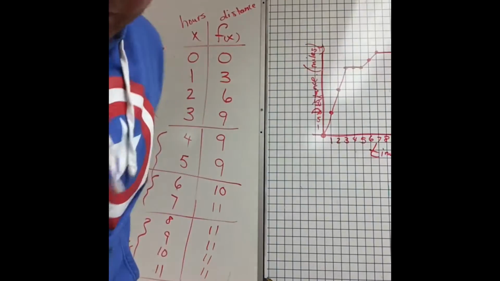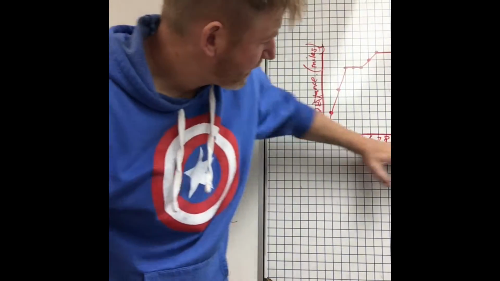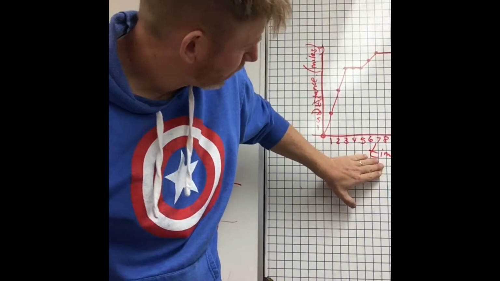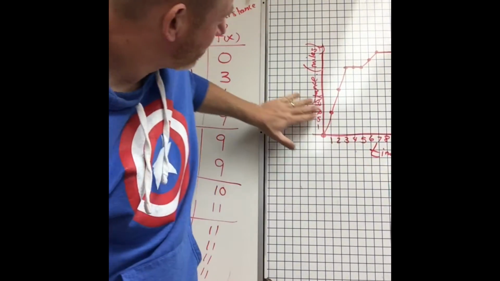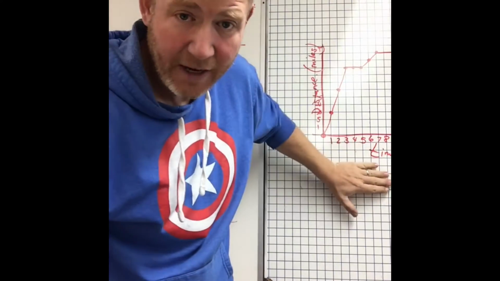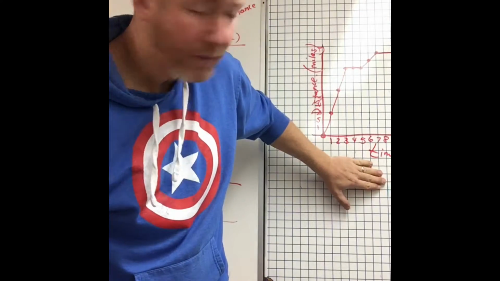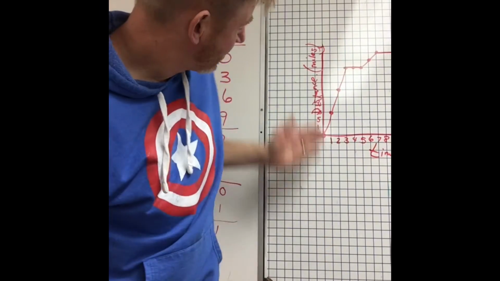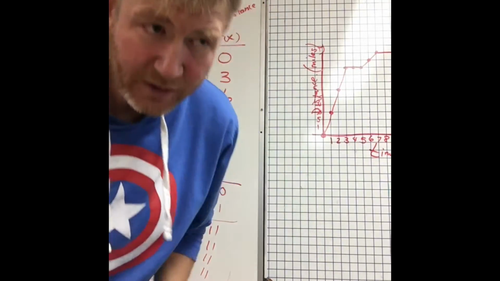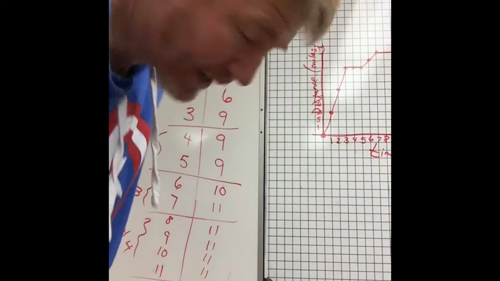So remember that when you're graphing functions, especially in science, your independent variable, like time, will always be on your x-axis. Your dependent variable, distance, depends on how much time we've been hiking. So it is considered your dependent variable because it depends on the time. My miles depend on the time I've been hiking.